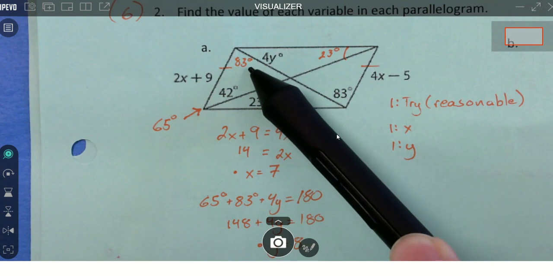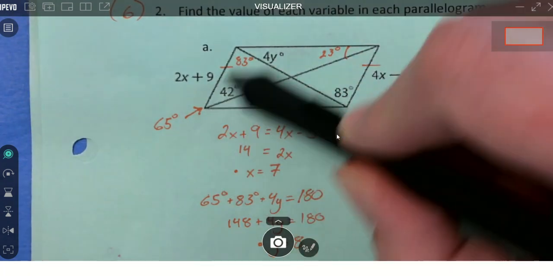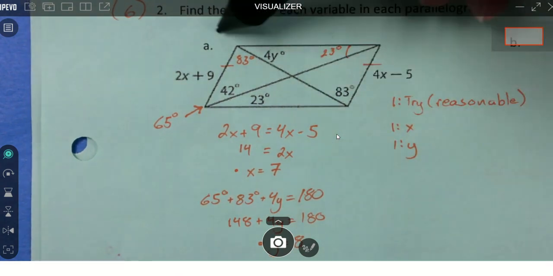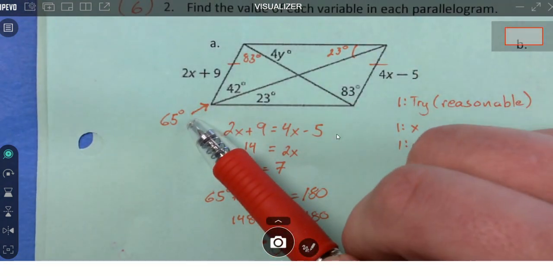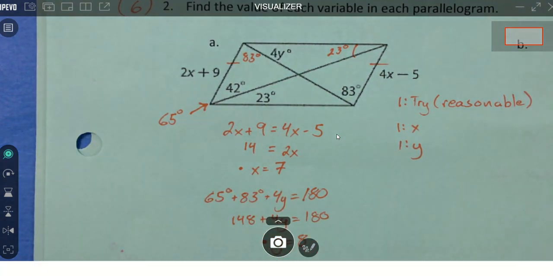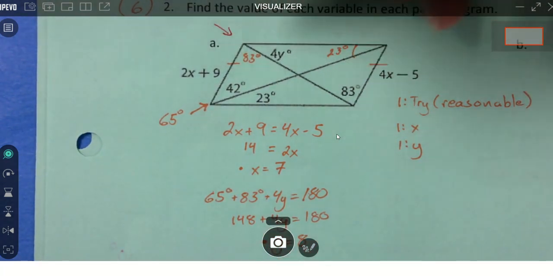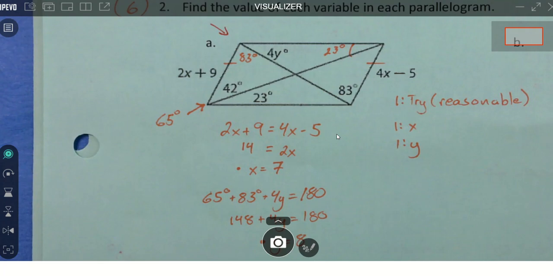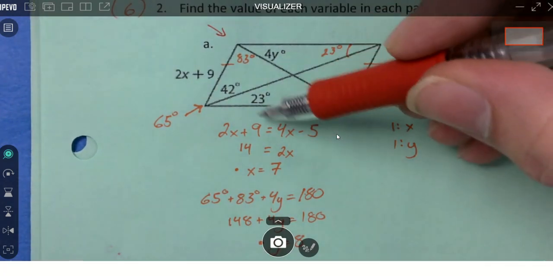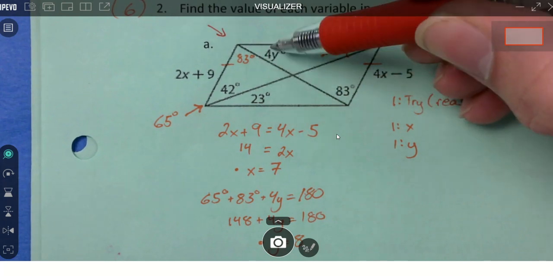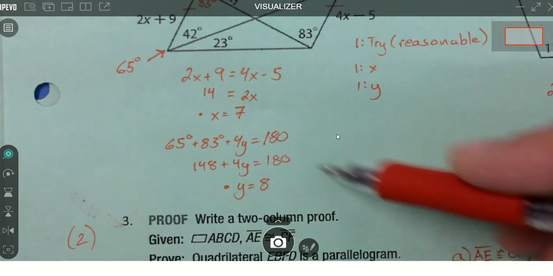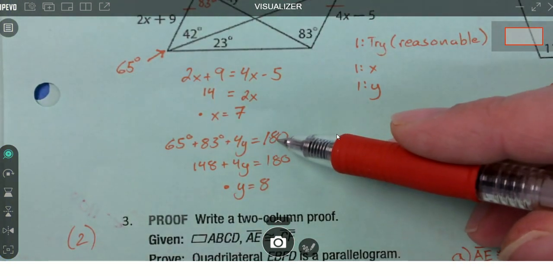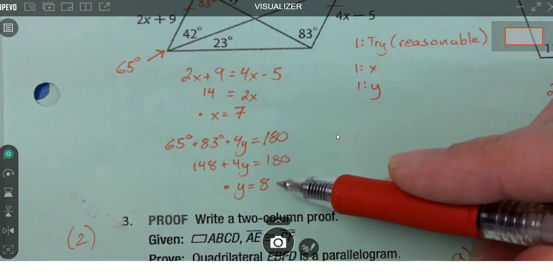They're alternate interiors. I have parallel lines here and here cut by this transversal. I know that's 83. Now, I just did a little bit of quick math. I knew that those two added up to 65. If you give me a parallelogram, any two consecutive angles better add up to what? So you'll see here, 65 plus 83 plus 4y, that's all those big angles, it better add up to 180. Here it is. 65 plus 83 plus 4y is 180. We solve, we get y equals 8.